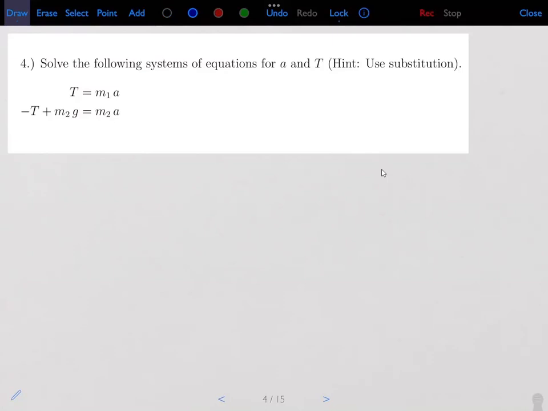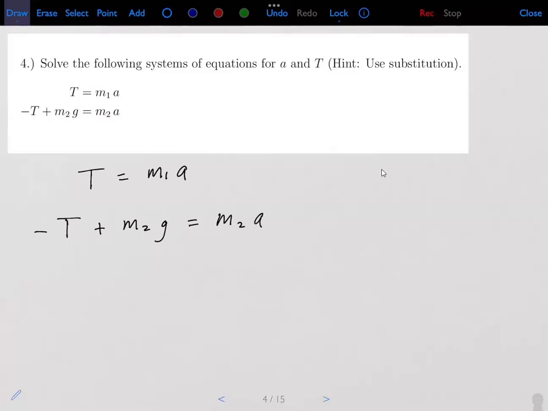So to solve it using substitution, what you do is you first solve one of the equations for one of the variables. But that's already done for us, right? That first equation is already solved for t. Then you take that expression for t and go to the second equation, and wherever you have a t, you plug in m1a. So that's where the substitution comes in.